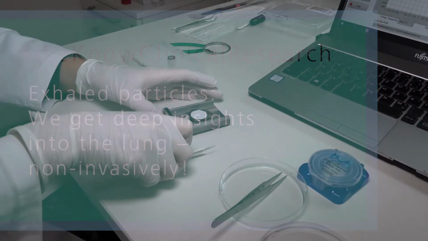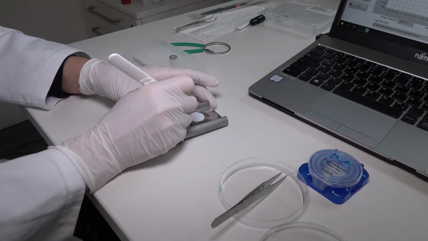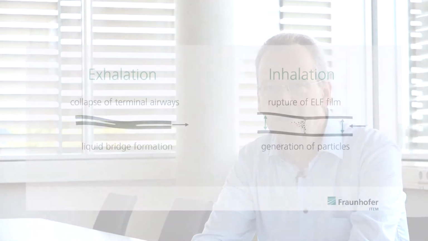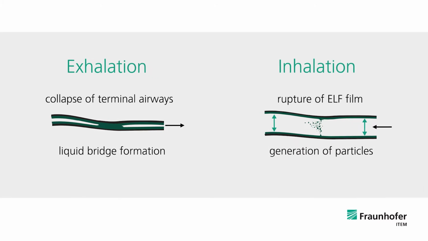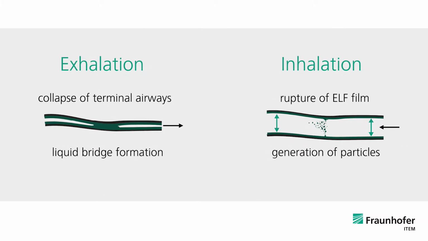Exhaled particles are a fingerprint of the epithelial lining fluid. Those particles originate deep in the lung from peripheral airways and alveoli. Those particles are very, very small. They are below 1 micron, about 400 nanometers. When liquid bridges in the periphery of the lung open up, those particles are emitted with every breath.